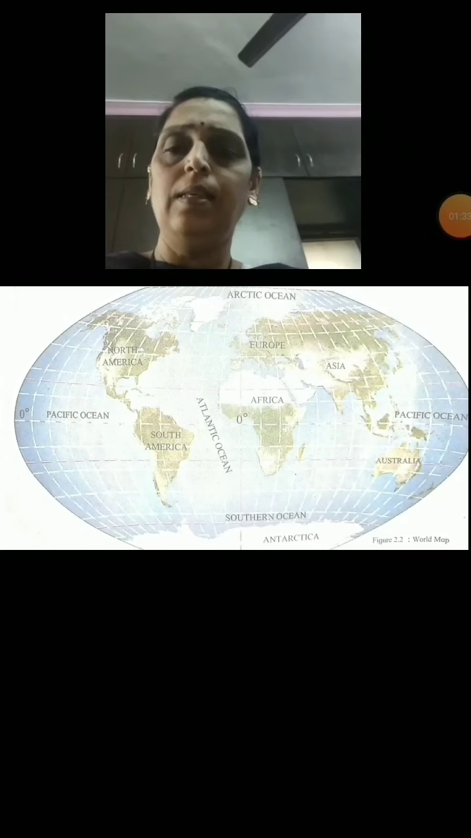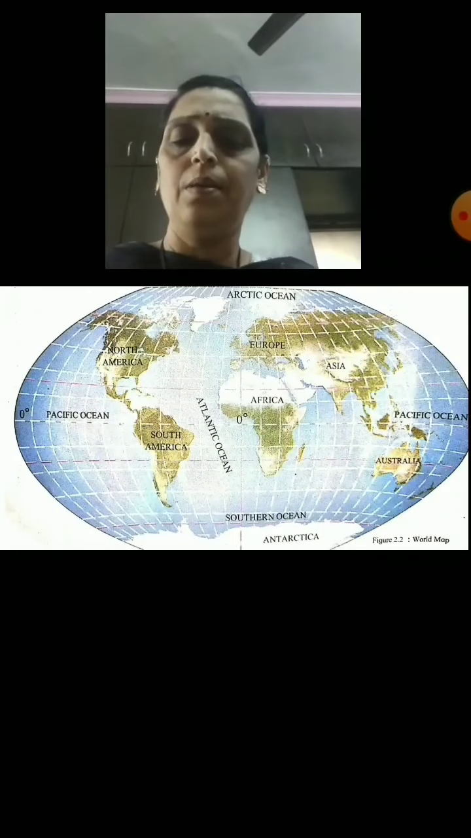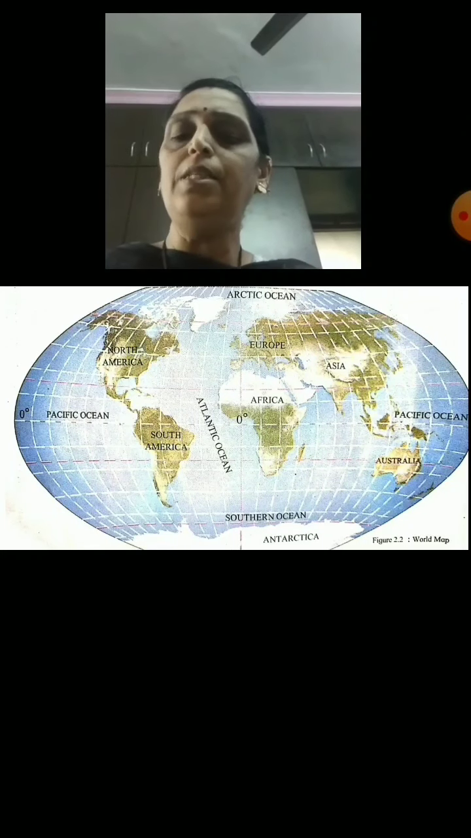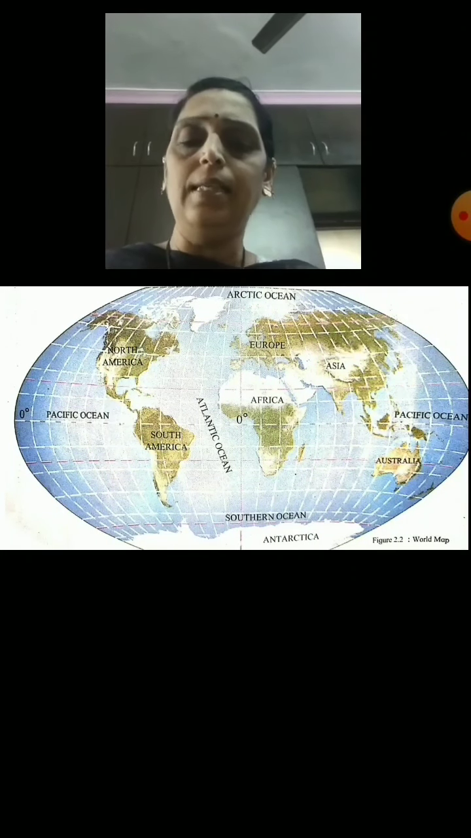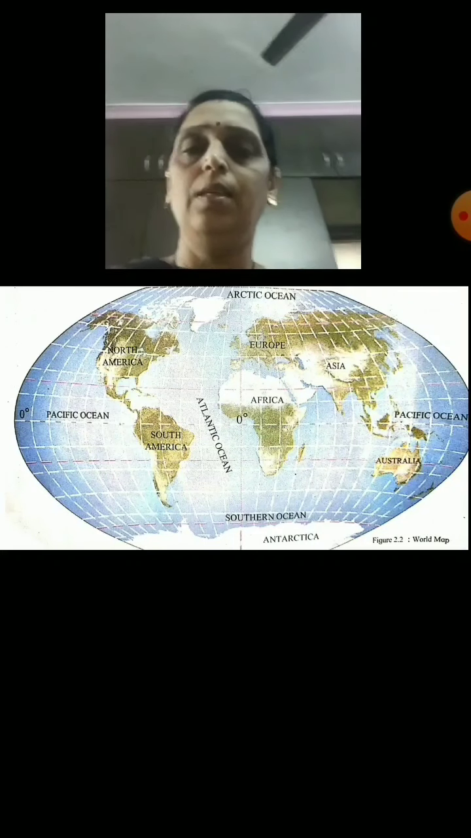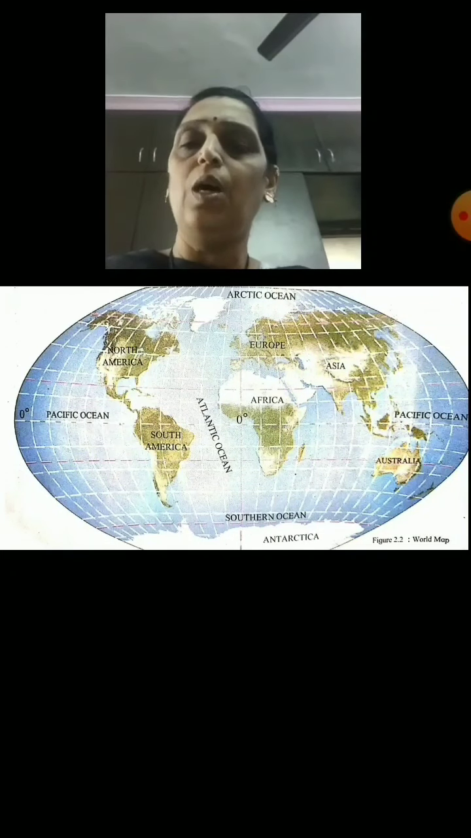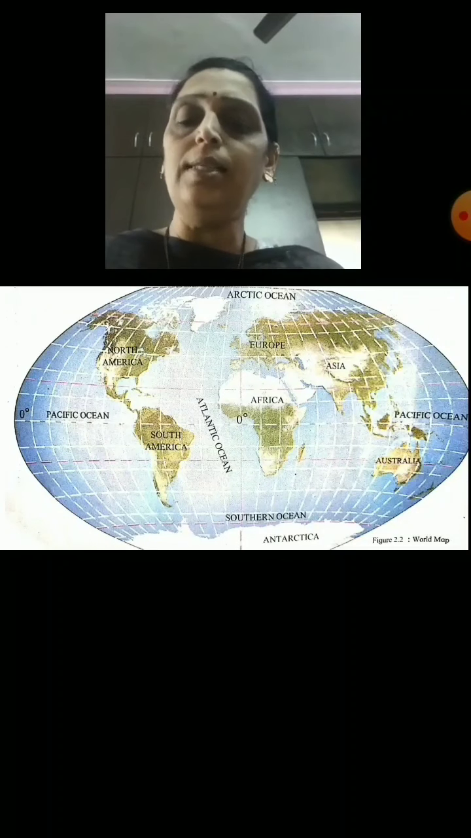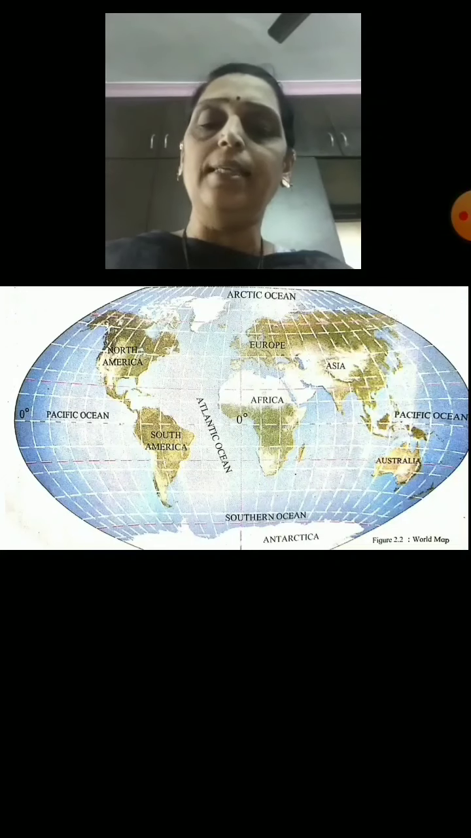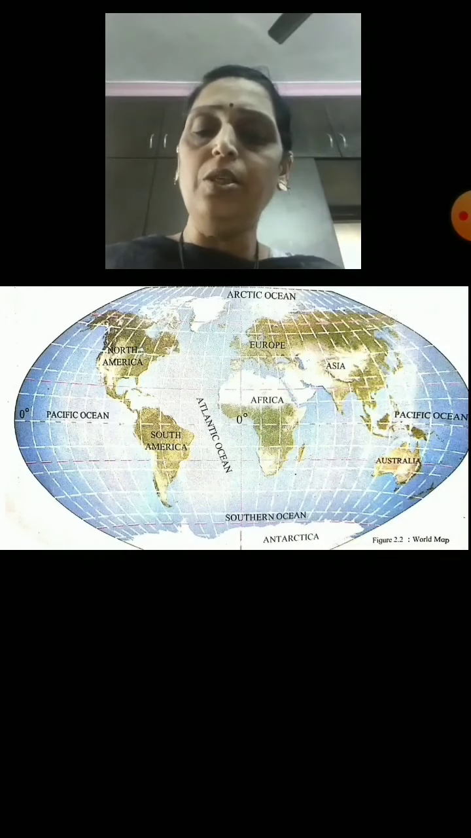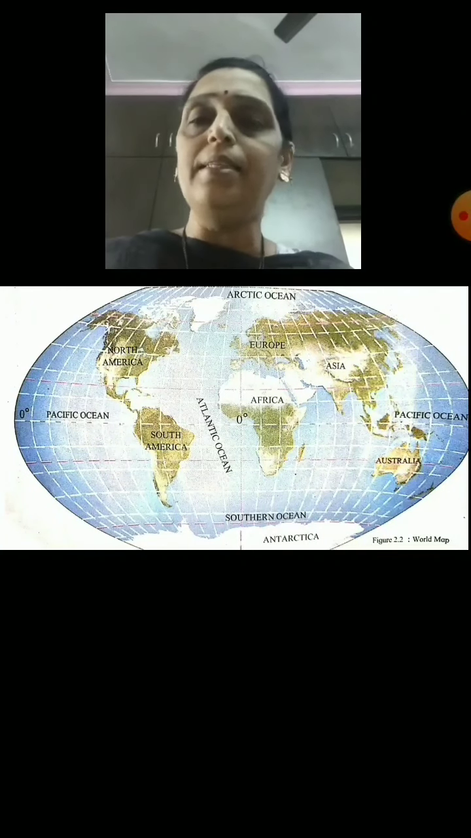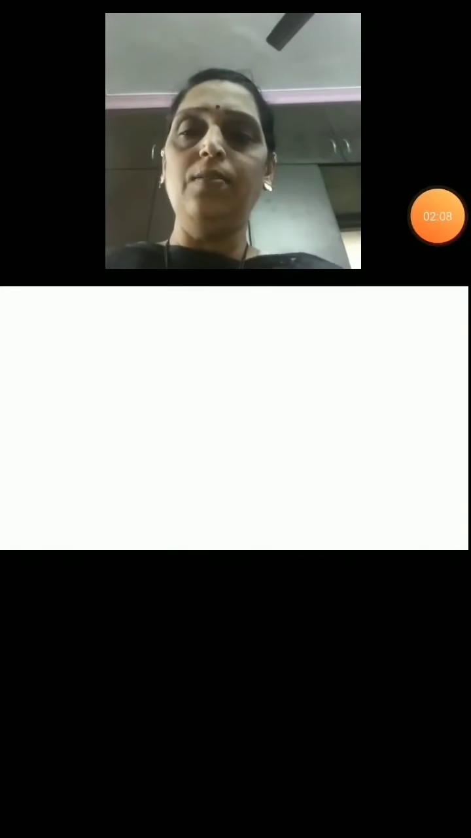Now students, this is the world map shown on the miniature model of Earth, that is a globe. The horizontal lines on it are called latitude and the vertical lines on it are called longitude. We can see oceans and some countries located. Now the next, the location and the extent.